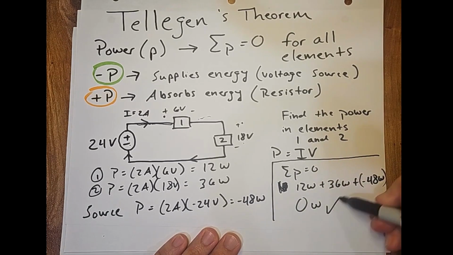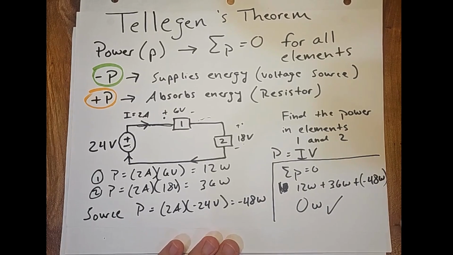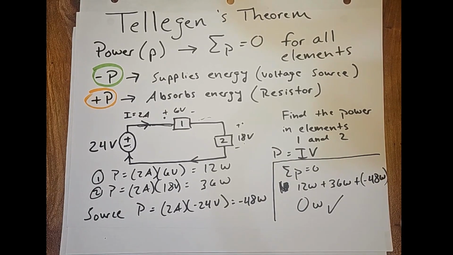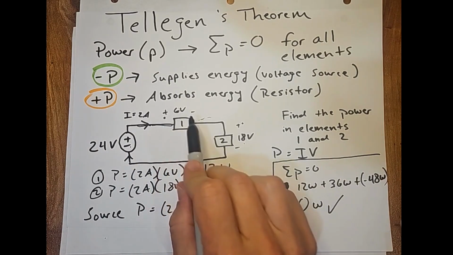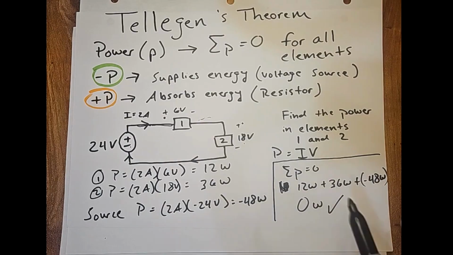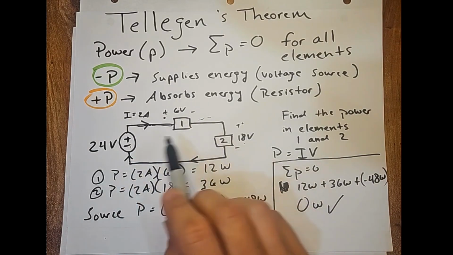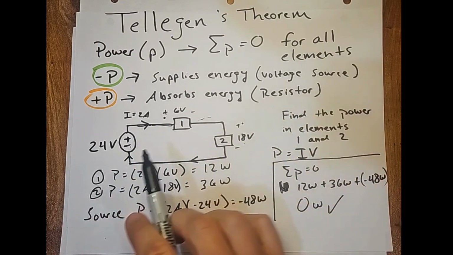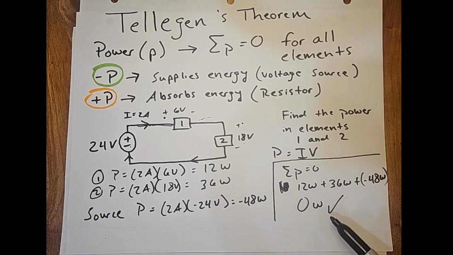So yes, that works. And that is just the down and dirty basic. How do you find power in elements of a circuit? Paying attention to these signs, gotta be very careful of that. And know that when you include all elements, including your voltage sources or any other source, that it's going to sum to 0 thanks to Tellegen's theorem.